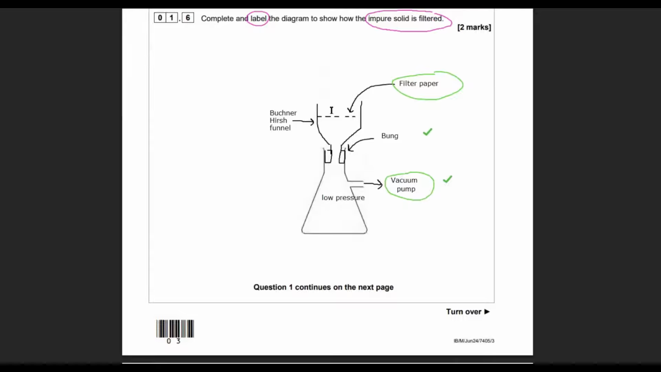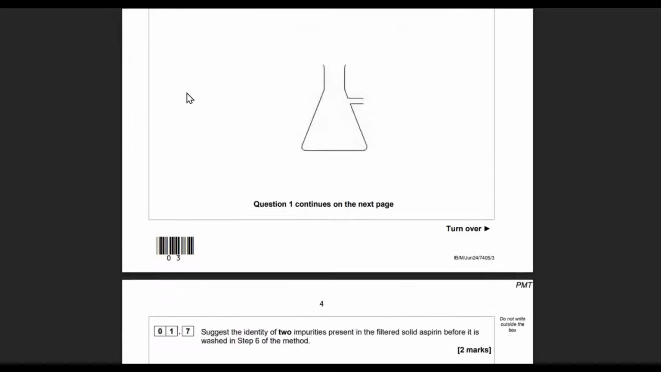You don't need to explain that it's low pressure down there, and you don't need to label the Buchner Hirsch funnel. I would probably try and label it a Buchner funnel or just a funnel, but there you go. That's going to get you the 2 marks, one for the diagram, one for the correct two things labeled.